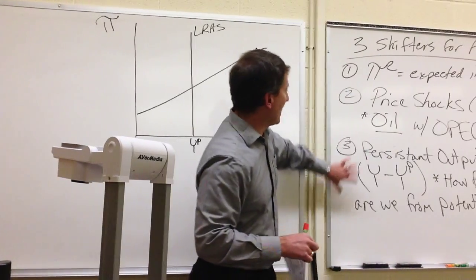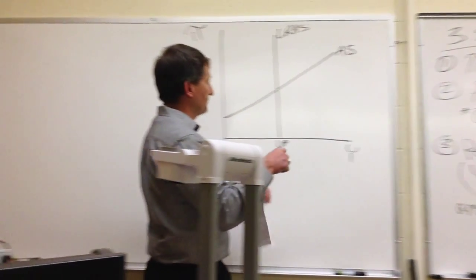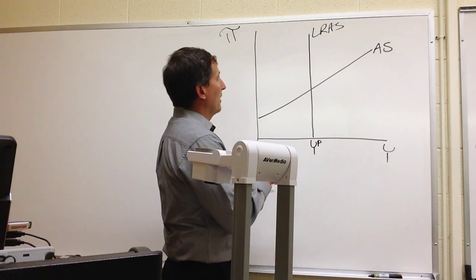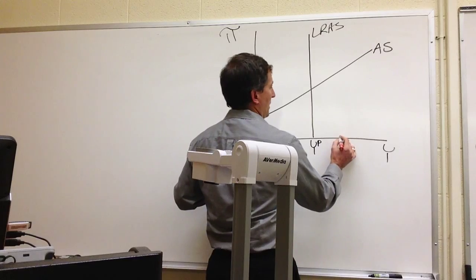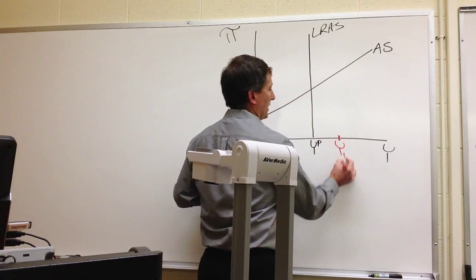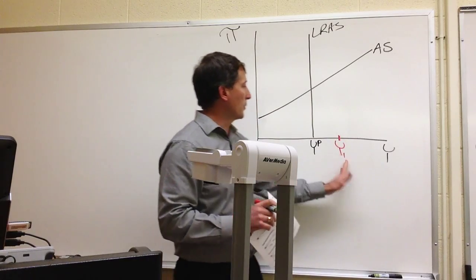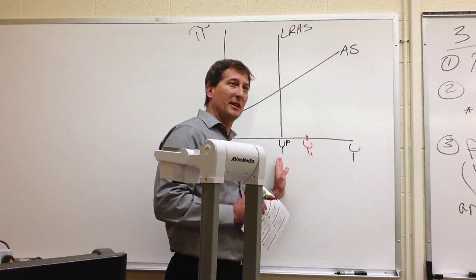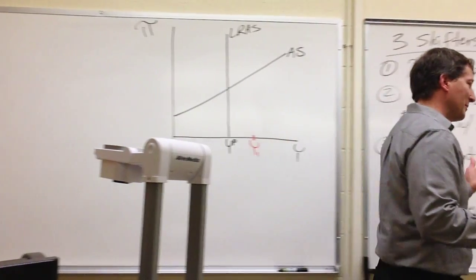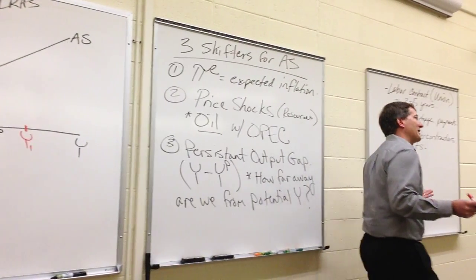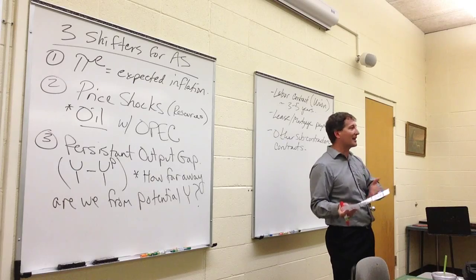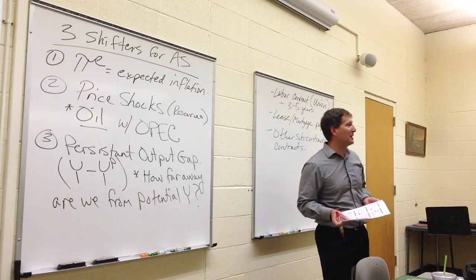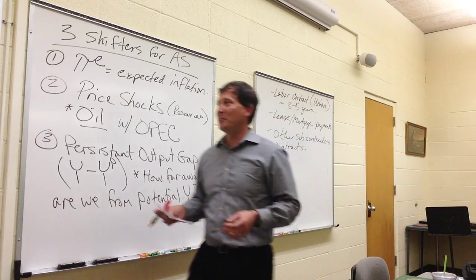And really, this one kind of ties into this one. If we are currently at an output level here, so right now we're beyond our potential. And we haven't talked about the output gap yet, so let me talk about how the heck can we get beyond the potential? I thought that's what the potential was. Isn't that the max? How do we get beyond the potential?